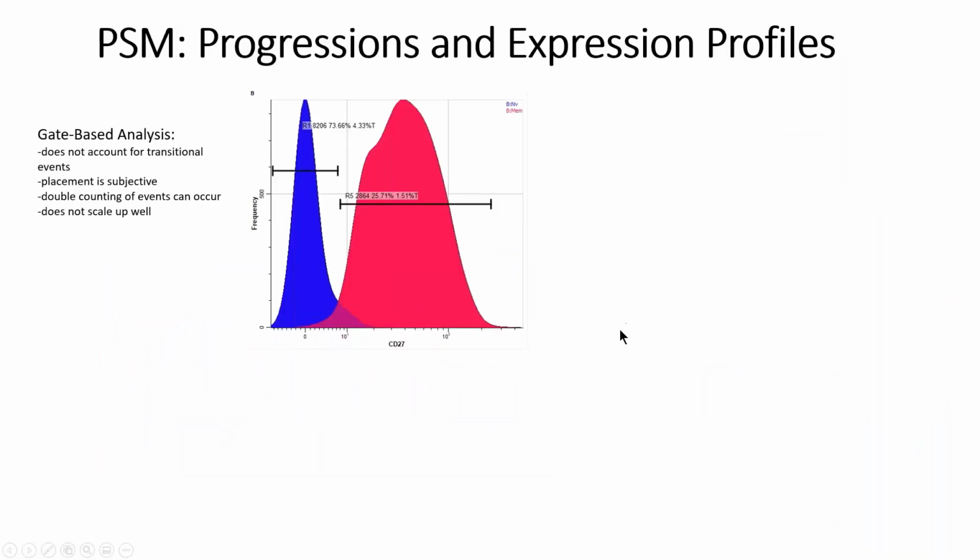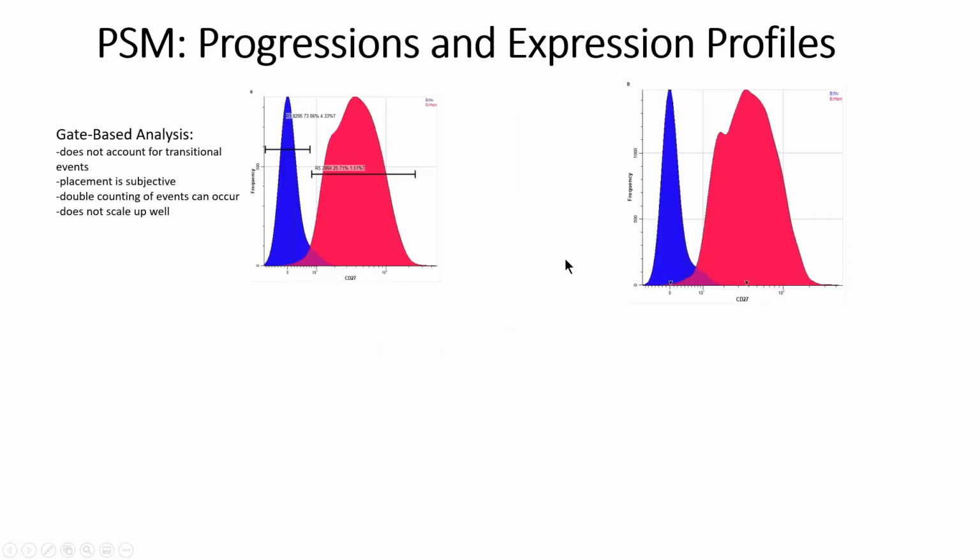We can also model progressions. So if we try to do this with gating, we have the problem of subjectivity, double counting. We lose the ability to really look at those transitional events, and it's very difficult to scale up the analysis. The histogram shown here is CD27, which is expressed in this case in a peripheral blood B cell type. There's a negative peak here in blue and then a positive peak here in red.